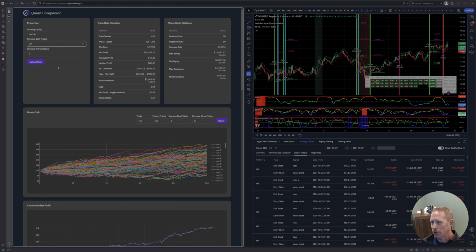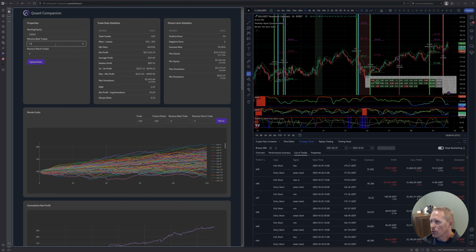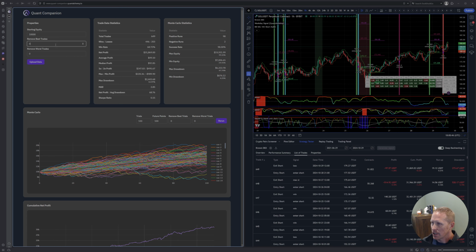Let's go on to some of the other statistics here. So the other statistics up at the top here, some of them are the same that you'll get from TradingView. The key ones that are not in TradingView are the median profit, the MAR ratio, which is annualized profit over your max drawdown, and another one that I've recently learned myself, net profit over average drawdown.